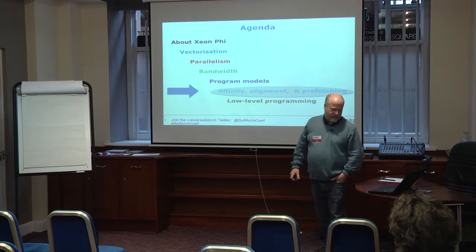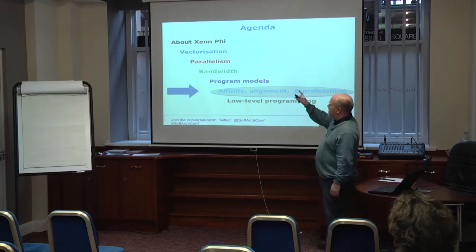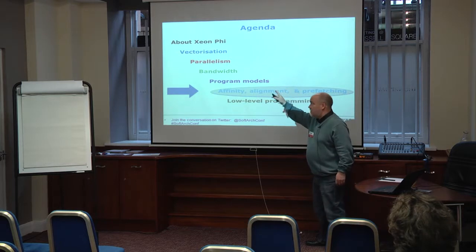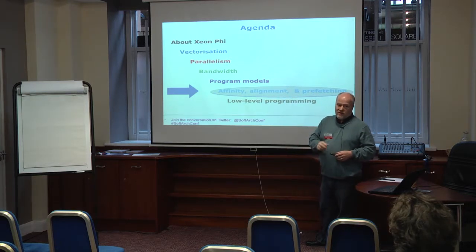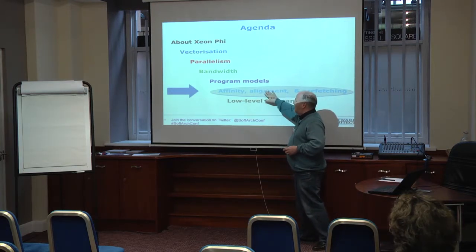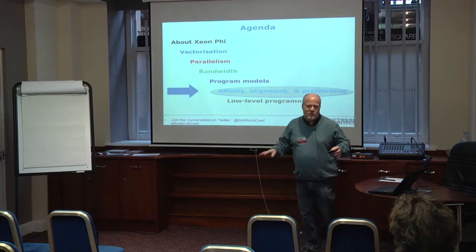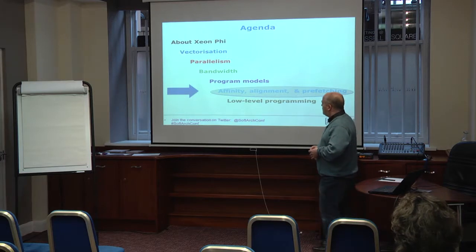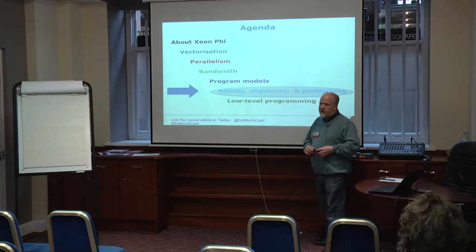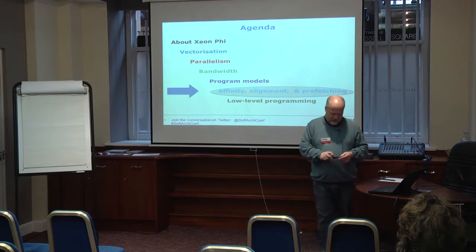Okay, the next points are things I want to alert you to. When you're programming for Xeon Phi, as I've said from the beginning, you have to be vectorized and parallelized. If you've got a bandwidth constraint, then you probably benefit from running on Xeon Phi. You can use different programming models. Now we're getting down to some messy low-level detail, which some of you are probably very comfortable with, others of you not. But you've got to consider what's called affinity, alignment, and prefetching, and then we'll consider low-level programming for a moment as well.